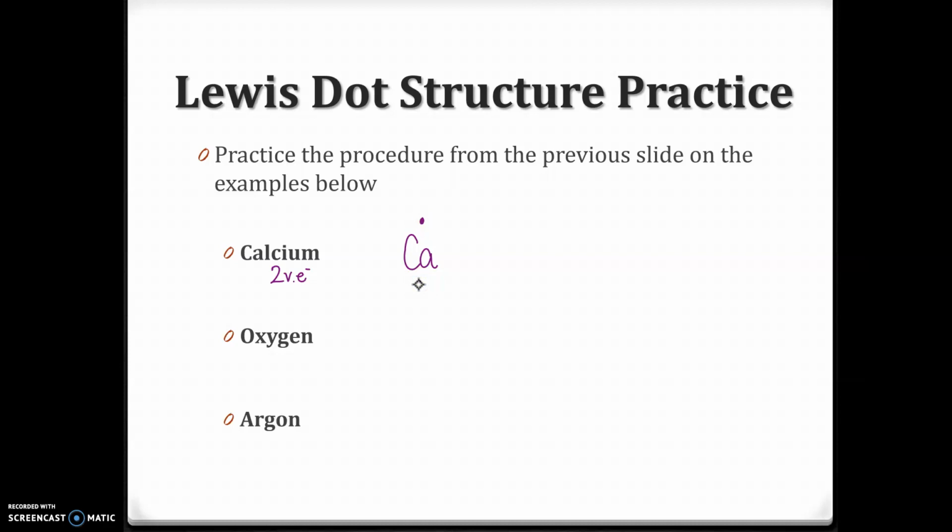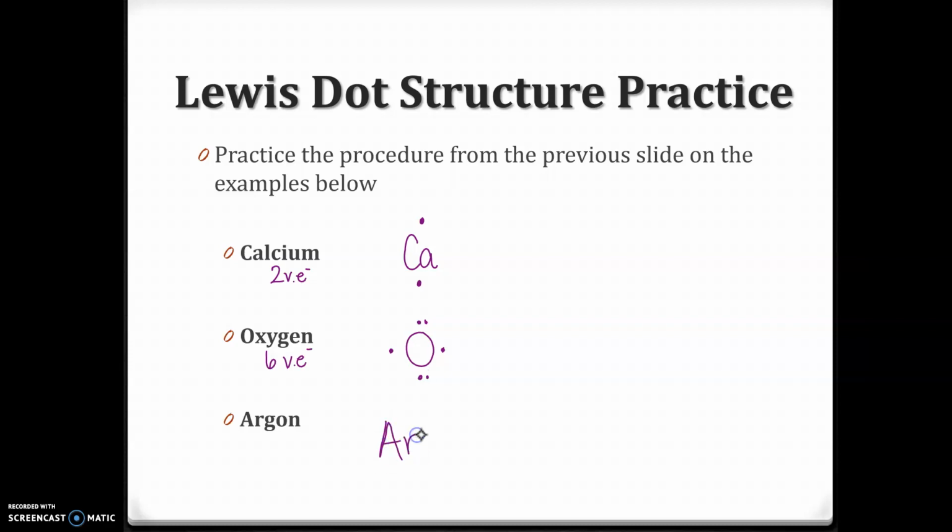Now, oxygen has 6 valence electrons. So again, we're talking about valence electrons and not charge right now. For oxygen, we're going to put oxygen's symbol in the middle, and then we're going to evenly distribute 6 valence electrons. Notice that I distributed the first 4 evenly, and then I came back and paired 2 of them to get 6. So there's oxygen's Lewis dot structure by itself.